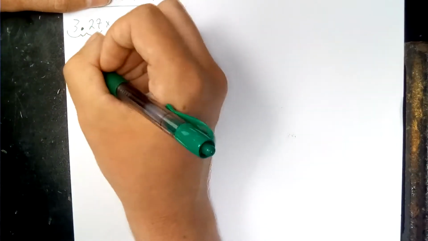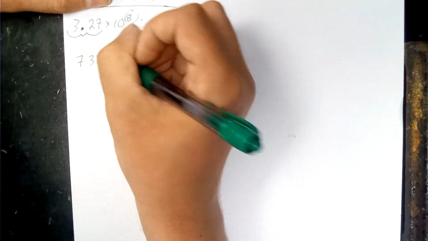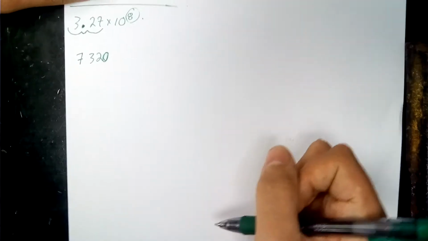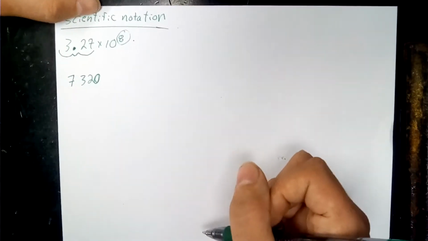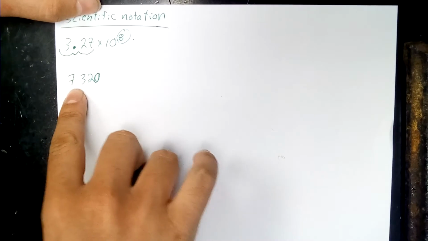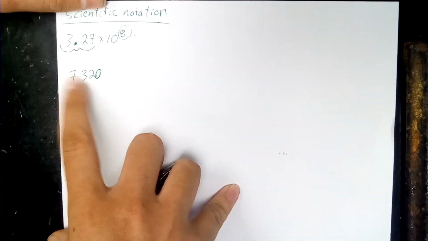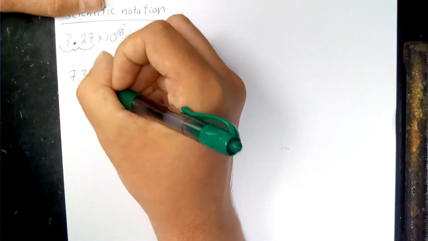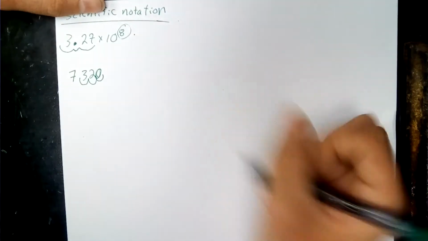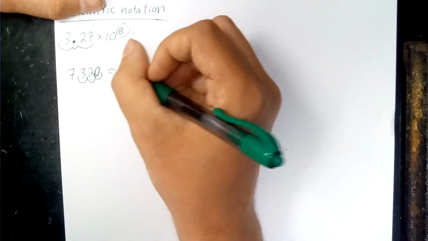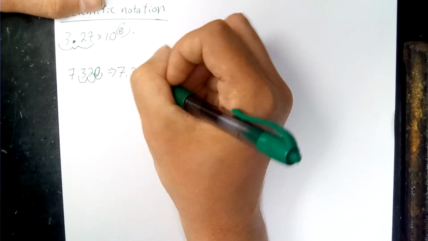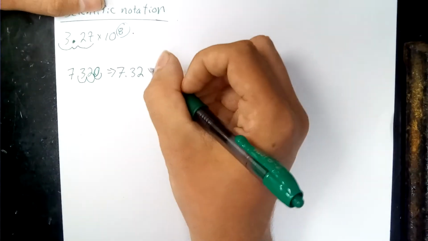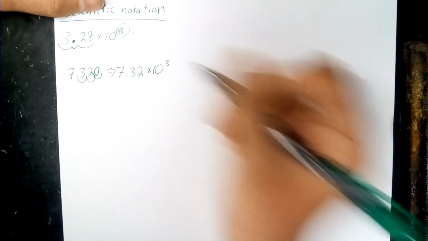So for example, if we had the number 7,320. So the first thing that you do is you move your decimal place to get it so it's between these first two numbers. So you only have one non-zero number to the left of the decimal point. That's the key point. So we have to move it once, twice, 3 times. So what it becomes is 7.32 times 10 to the third.